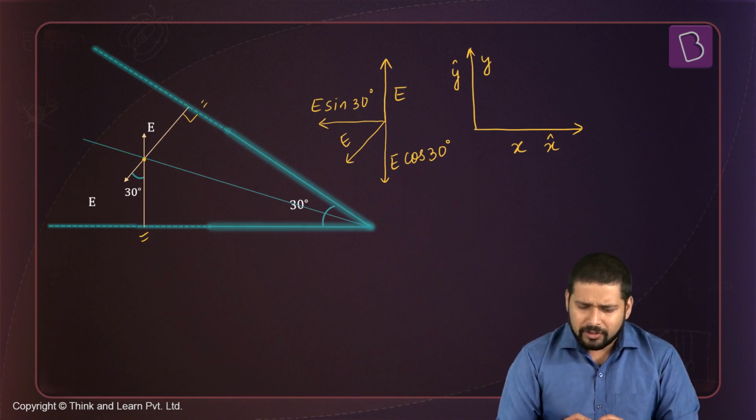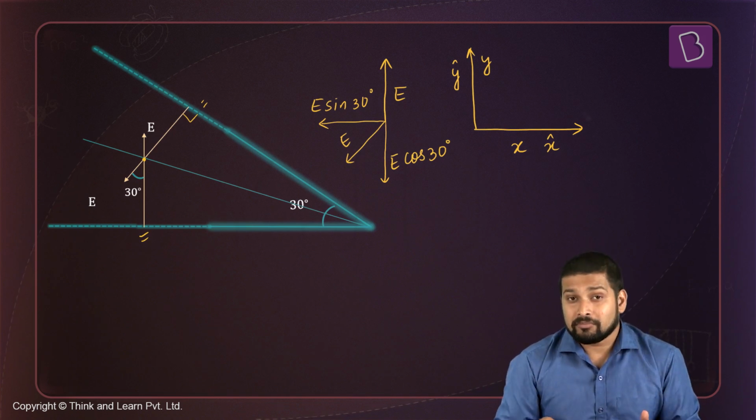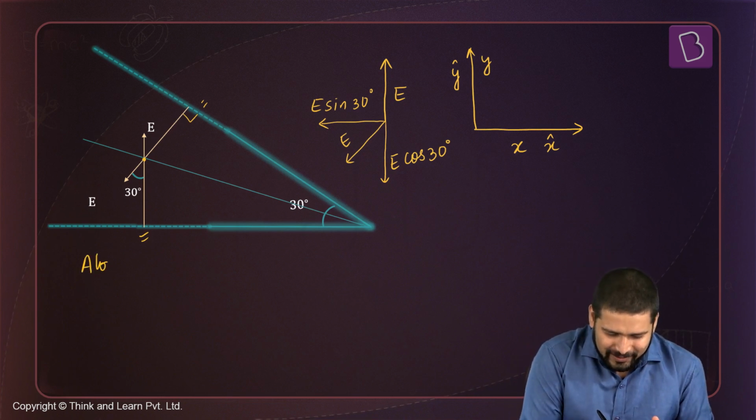So now all we have to do is express this value of electric field in terms of x cap and y cap. So let's do that. So let me write it as along x direction.